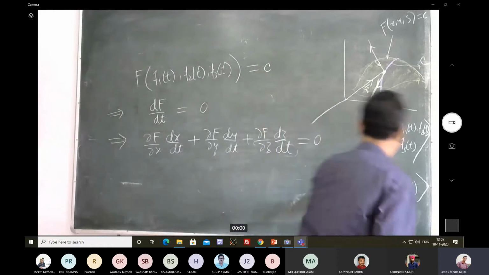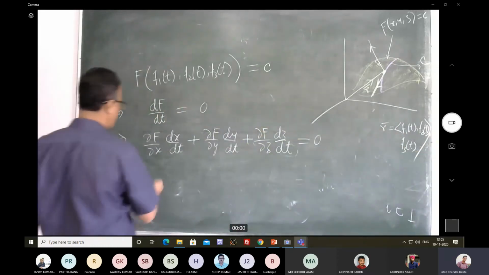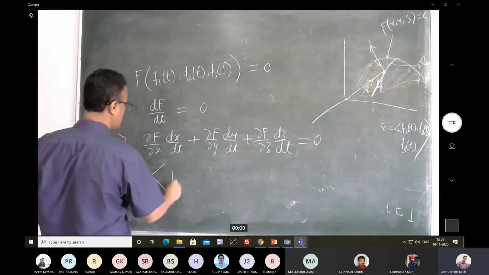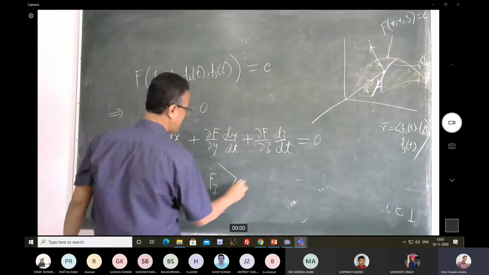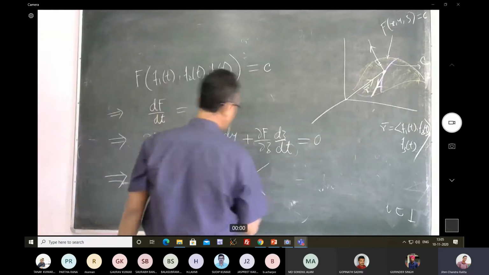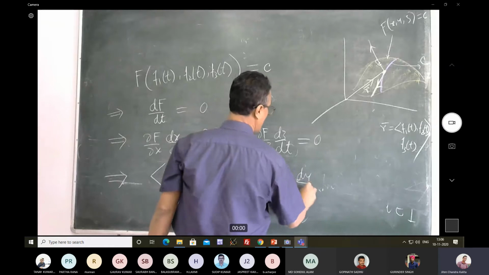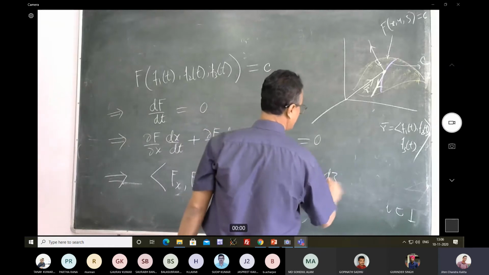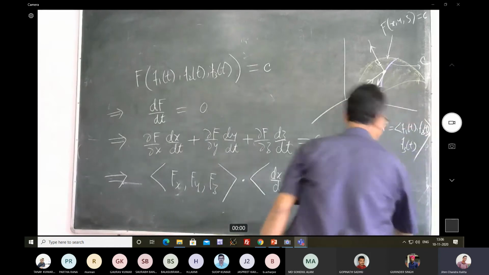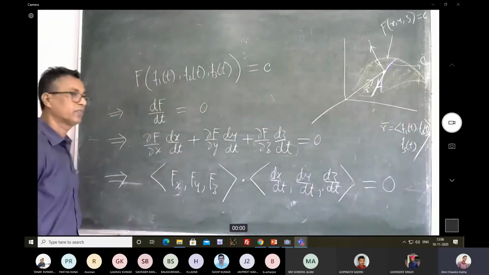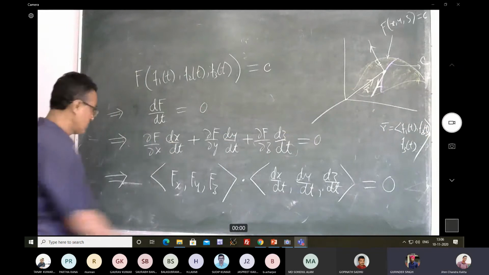This is equal to 0, right? So this I can simply write as (fx, fy, fz) dot (dx/dt, dy/dt, dz/dt). This is equal to 0. Is it okay to everybody? Right? Yes. Yes, sir. Right?